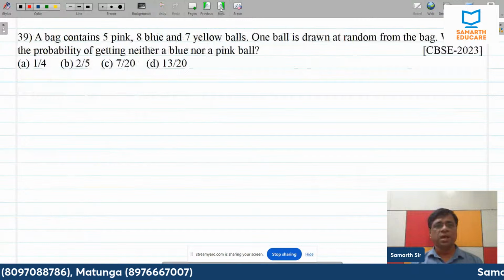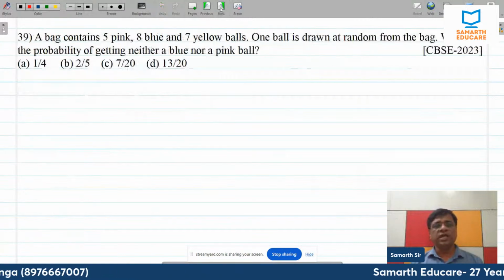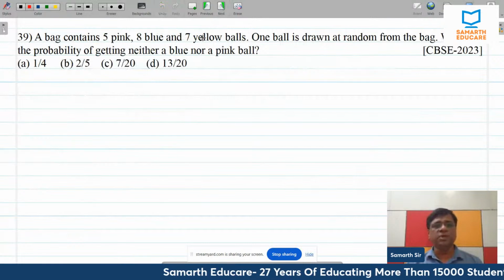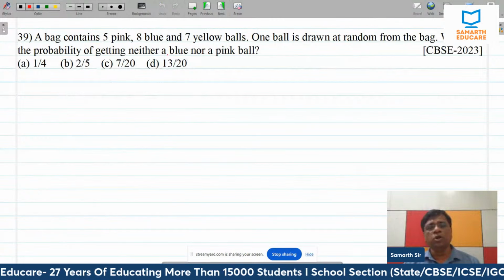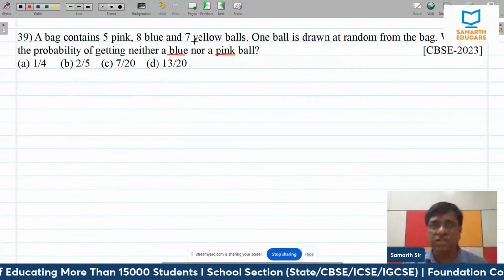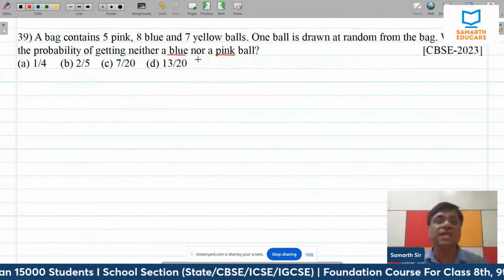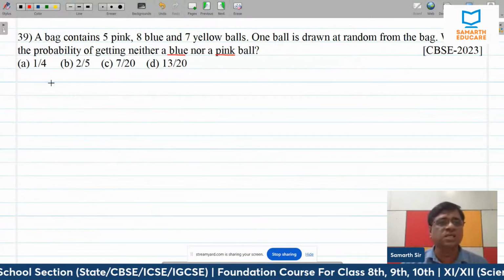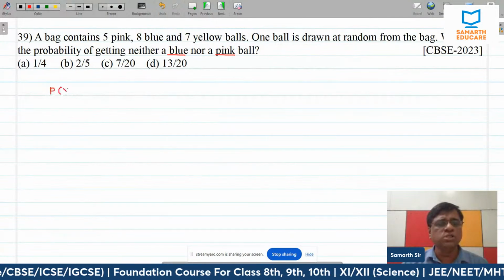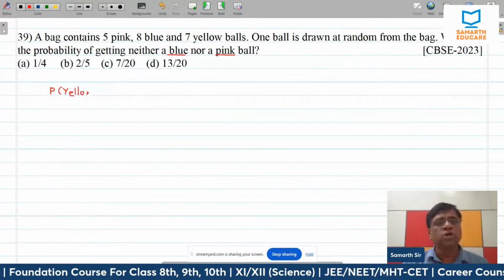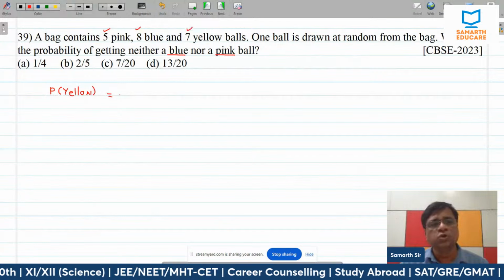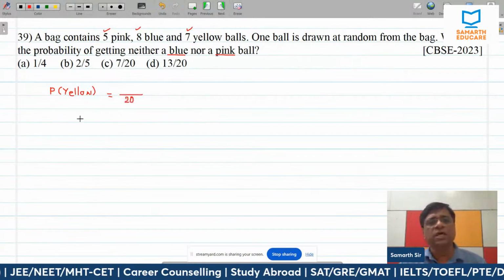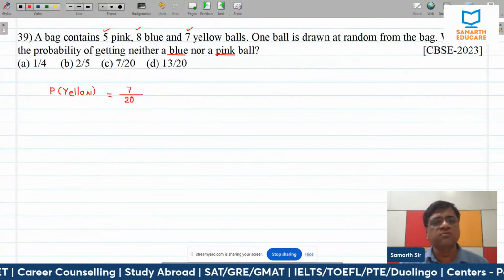Now, a bag contains 5 pink, 8 blue, and 7 yellow balls. One ball is drawn at random. What is the probability of getting neither a blue ball nor a pink ball? So इसमें ब्लू नहीं चाहिए, पिंक भी नहीं चाहिए, तो basically it is asking for yellow balls. Total how many balls are there? 5 + 8 is 13, 13 + 7 is 20. So total number of possible outcomes is 20. Yellow balls are 7. Hence 7/20 is my answer.